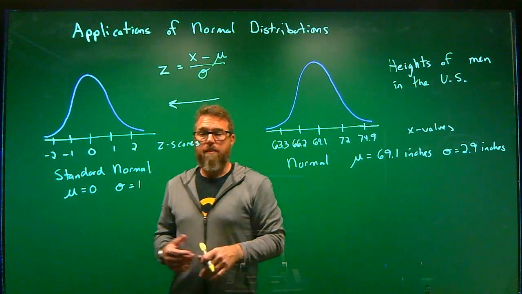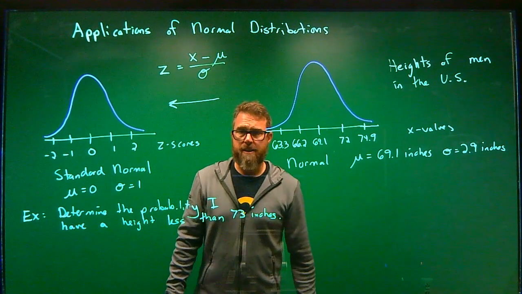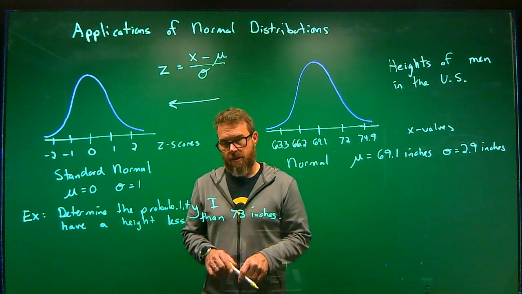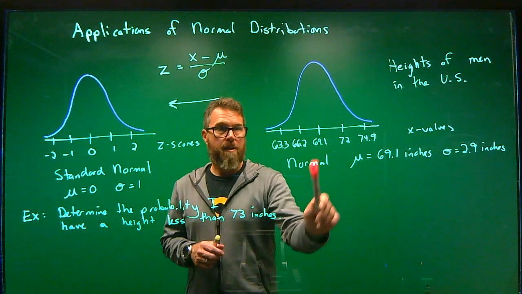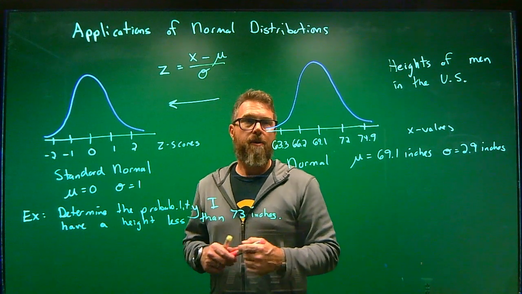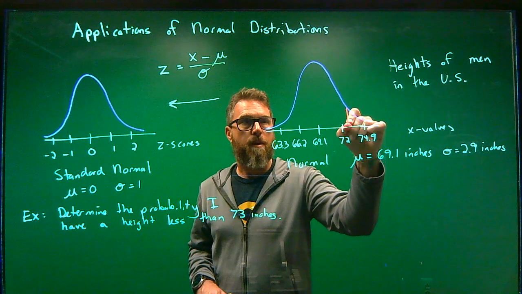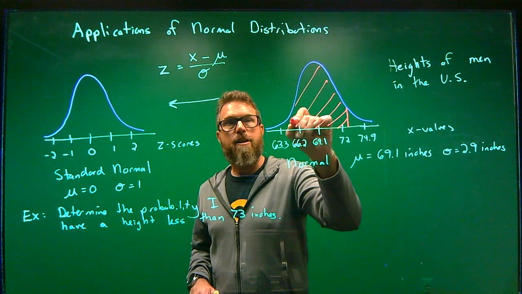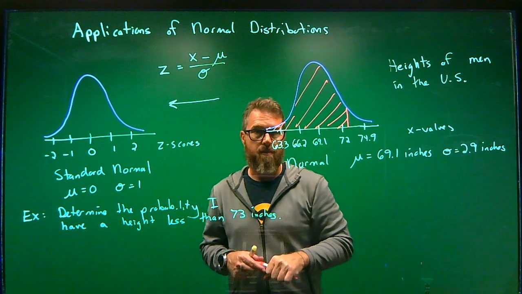Okay, so let's do just a quick example. Let me pause and write it down here. So here's my example. I want to determine the probability I have a height less than 73 inches. Here is the normal distribution. I know the mean of men is 69.1, which I'm unfortunately nowhere near. But I want to know the probability that I am 73 or less. So 73 is going to be about right here, just a little above 72. So really what I'm asking for is this cumulative area, the probability of a height less than 73 inches. This is going to be my answer.